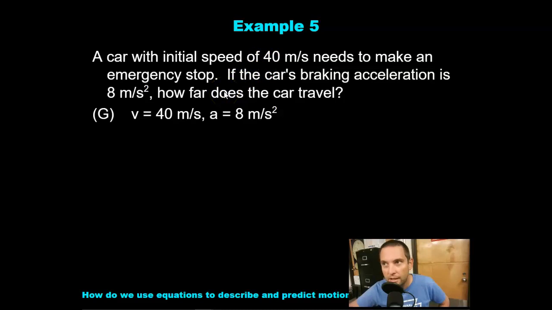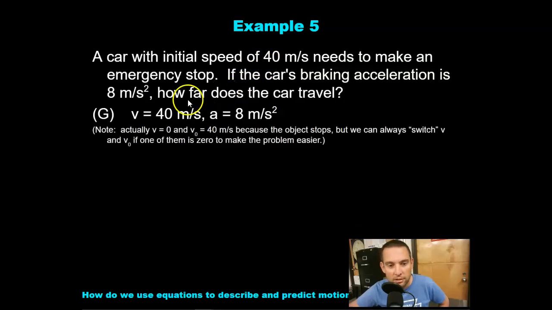If you take that equation and you rearrange it, and you flip the final velocity for the initial velocity, you'll see it's still the same exact relationship. It does not matter which side your velocity is. So you can have your initial velocity on the left side or your final velocity on the left side, either one. Don't believe me? Check the algebra on it. So here's a little note. Final velocity is 0, initial velocity is 40 because the object stops, but we can switch if one of them is 0 to make the problem easier.